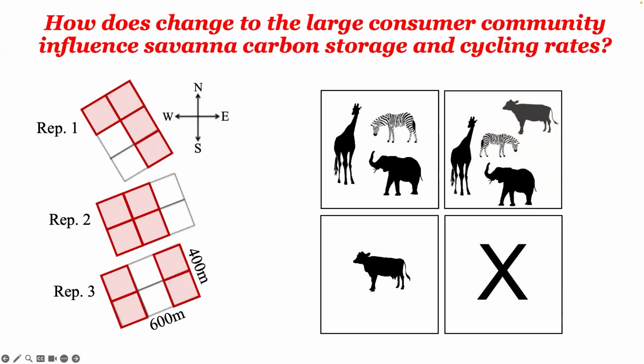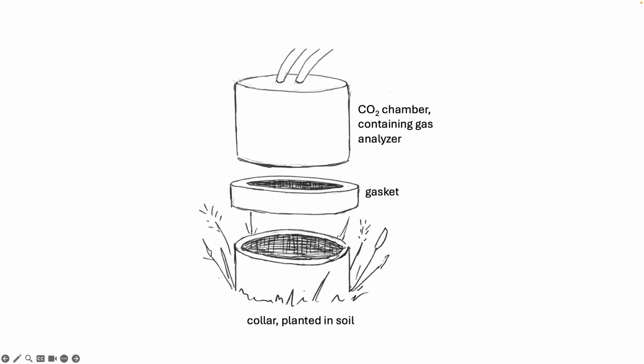So the question here: how does change to the large consumer community influence savanna carbon storage and cycling? I'm going to focus specifically on carbon cycling for this talk. One of the methods with which I characterize carbon cycling is by monitoring soil carbon flux, or the rate at which carbon dioxide is emitted from the soil to the atmosphere as a result of microbial respiration, root respiration, and the physical movement of carbon dioxide from deep soil layers to the surface.